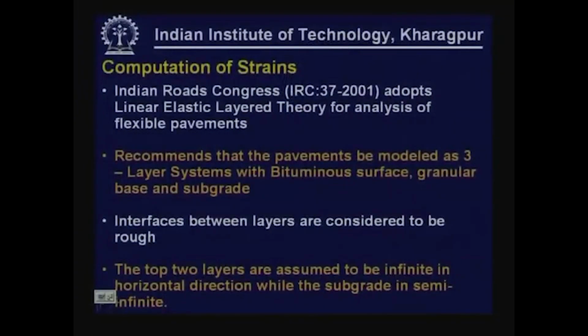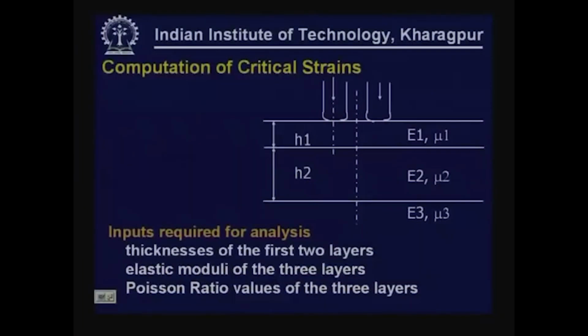The top 2 layers are assumed to be infinite in horizontal direction. These are the assumptions that we made in the case of analysis of flexural pavements using Burmister's layered analysis. The top layers are infinite in horizontal extent, having finite thickness. The bottommost layer is semi-infinite, infinite in the vertical, downward direction, and this is a typical 3-layer system as per the model assumed in IRC 37.